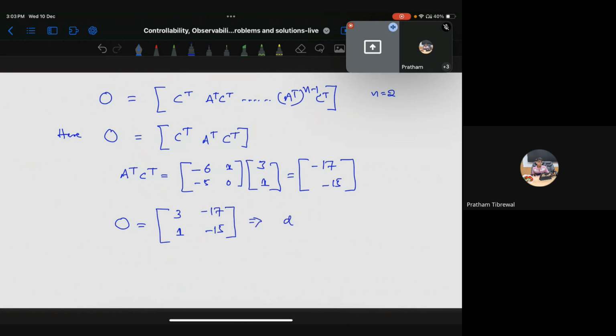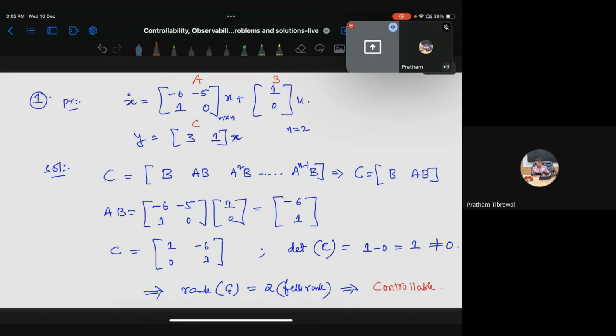Now if you take the determinant of O, that is 3 into minus 15 minus 17 multiplied by 1, which is minus 28, which is not equal to 0. Hence the system is observable. The system is observable. Is this clear, how we are checking the observability and controllability? Is this clear?